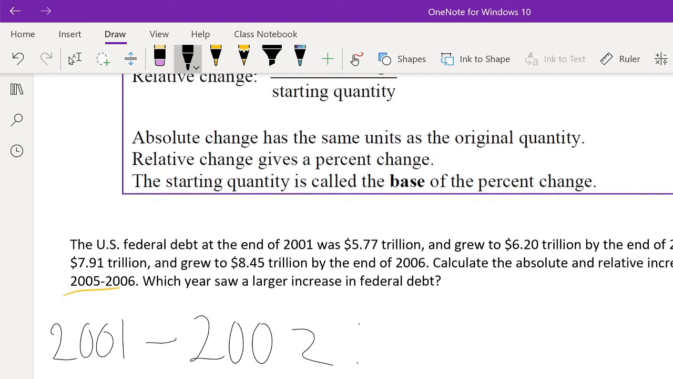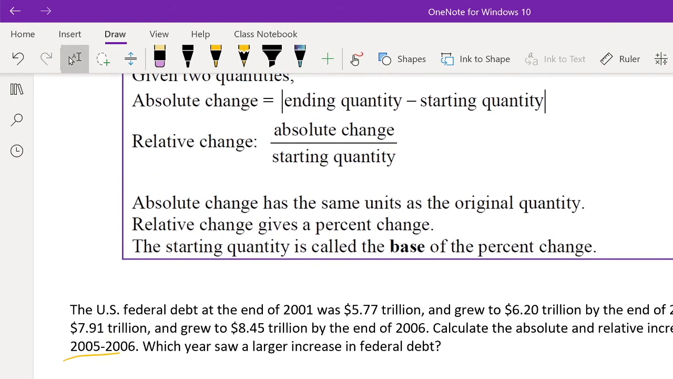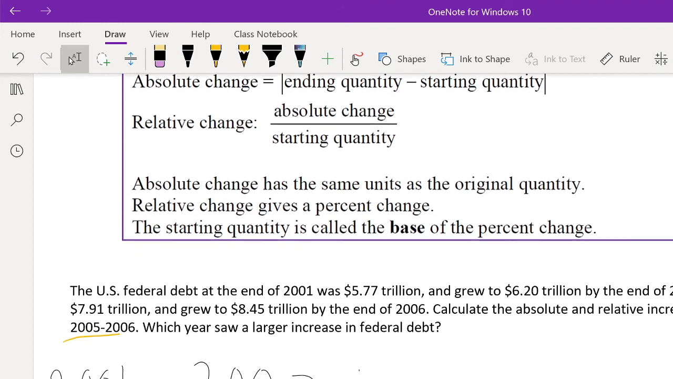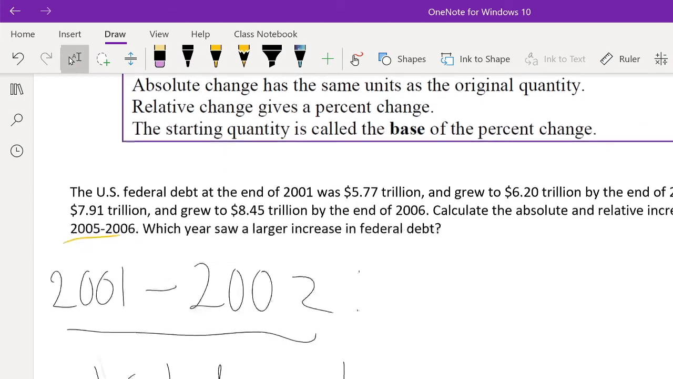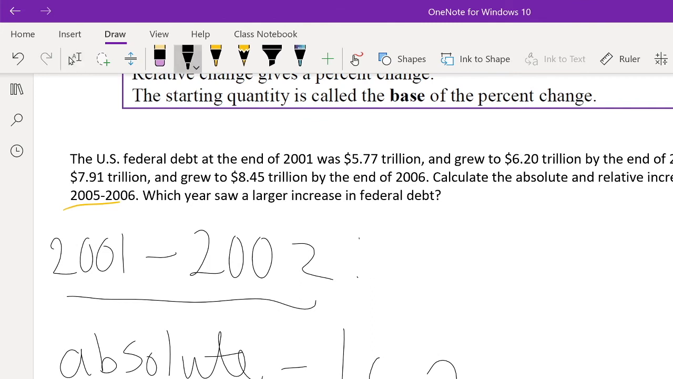All right, so if we look at our formula, it says ending quantity minus the starting quantity. So here, the ending quantity is 6.2 trillion, right? And then the starting quantity was 5.77, right? And again, those bars at the end represent the absolute value. And again, all that is saying is that whatever the result is when you plug that into your calculator, if it's negative, just ignore the negative and take the positive value of it.